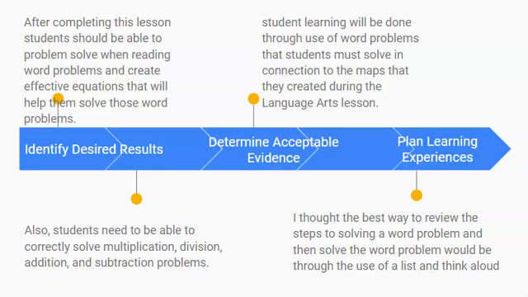And then lastly, you want to plan your learning experience. After looking at the desired results and the acceptable evidence, I thought the best way to review the steps to solving a word problem and then solve that word problem would be through the use of a list, like a step-by-step basis, and then a think aloud. By completing a think aloud, this often helps students understand more of the process, where you're coming from, what you're doing, why you're doing something, and so on.